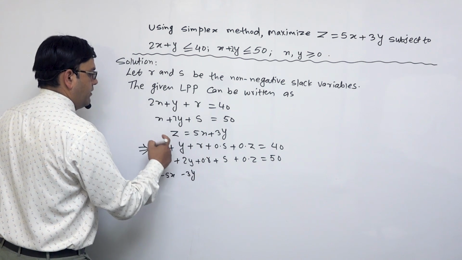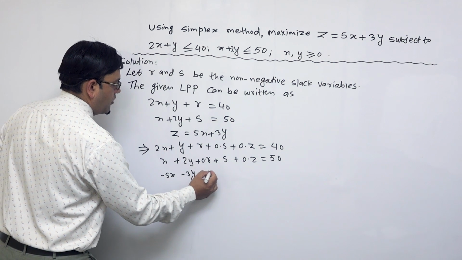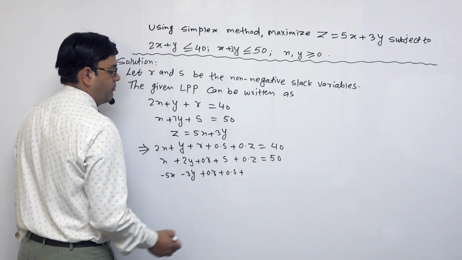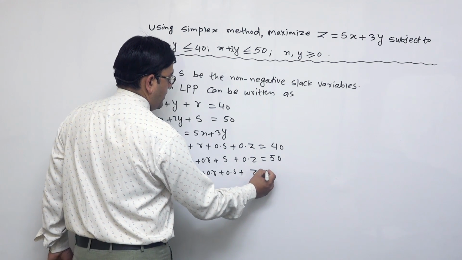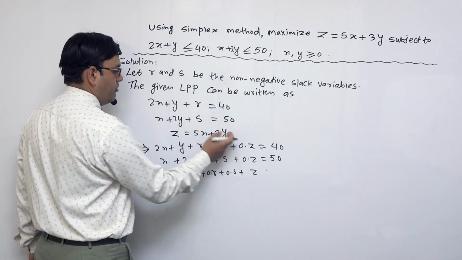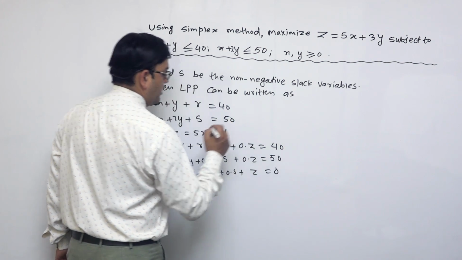Similarly for the last one, if we bring everything to this side, there will be minus 5x and minus 3y, plus 0 r, plus 0 s, plus z, equals 0 on the RHS.